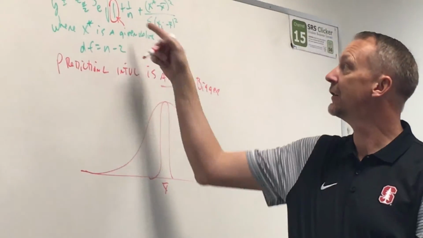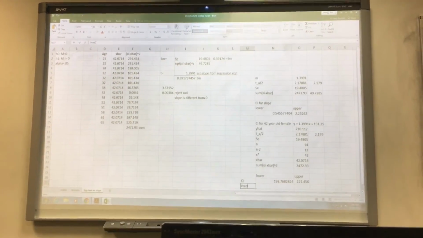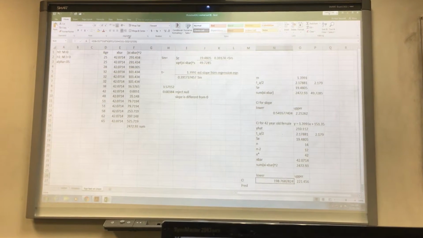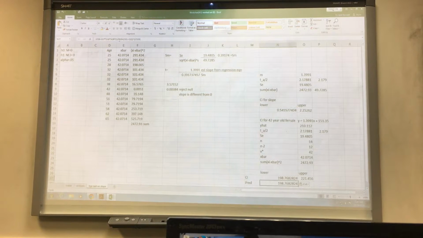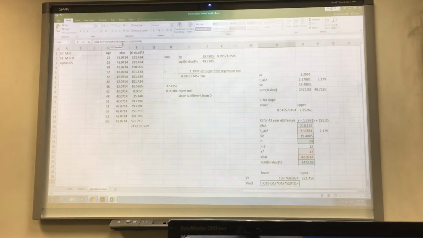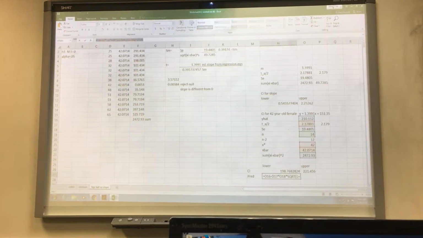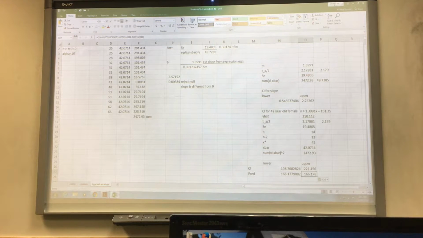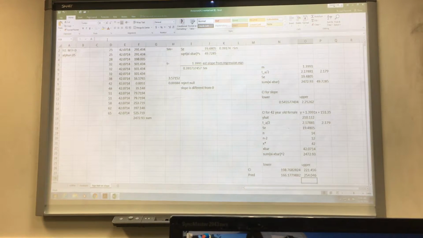So the prediction interval is exactly the same formula. So this was the confidence interval. This is the prediction interval, okay? The nice thing about this is I'm just going to copy that same formula right there, except I'm going to put a 1 plus. And I'm going to copy that one, paste it, and change that minus to a plus, okay?